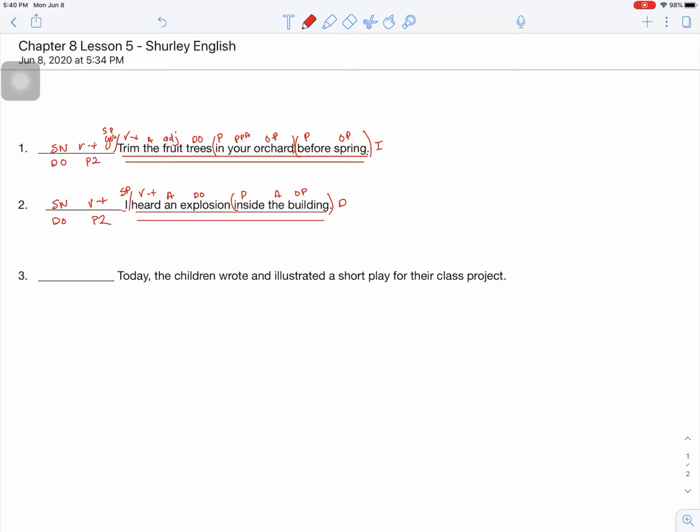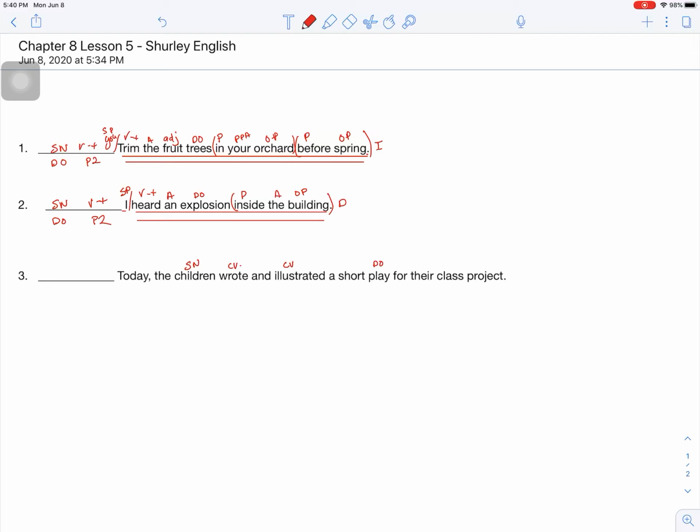And the last one, we're going to go through this one. This is a little bit longer. Today, the children wrote and illustrated a short play for their class project. Who wrote and illustrated a short play for their class project? Children, subject, noun. What did they do? 2 things. They wrote and illustrated. So we have a compound verb. Wrote and illustrated what? A play. So that is your direct object.